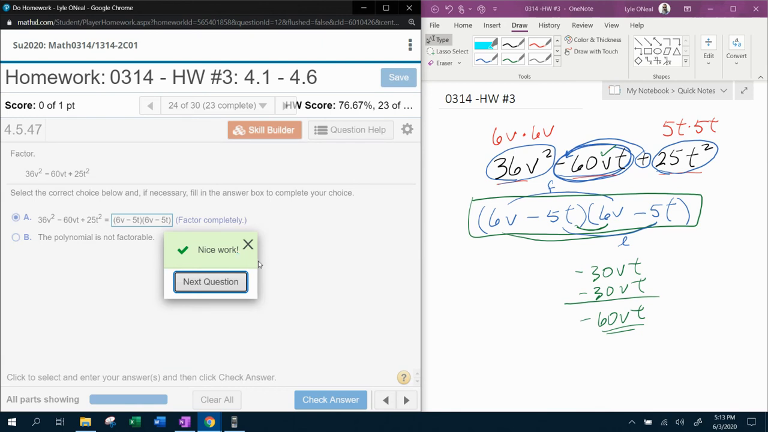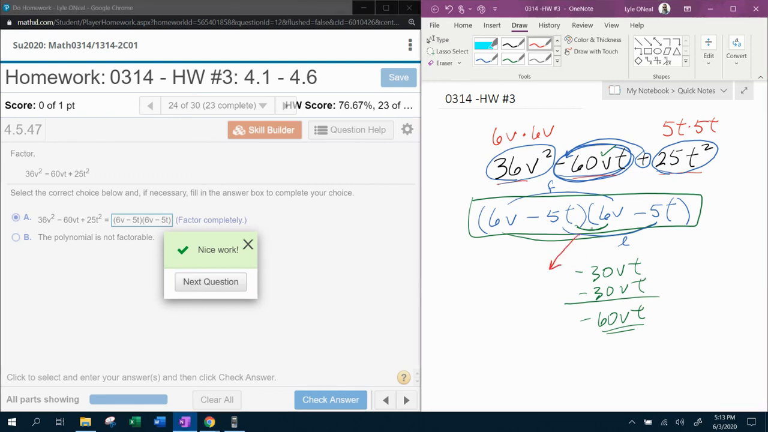But just as a side note, just so you know, there is one more thing that we could have done since these factors are identical. We could have simplified this to 6v minus 5t squared. Anything times itself is that thing squared. And this probably would have been a little bit more condensed, well, I guess a little more simplified, but you don't have to take that step to get it right, okay?